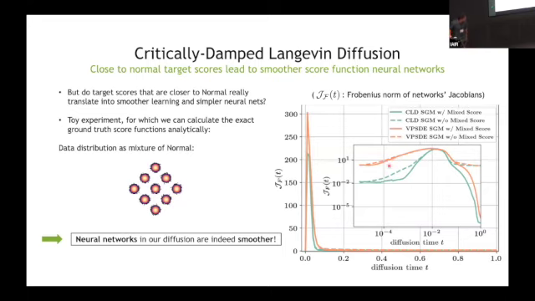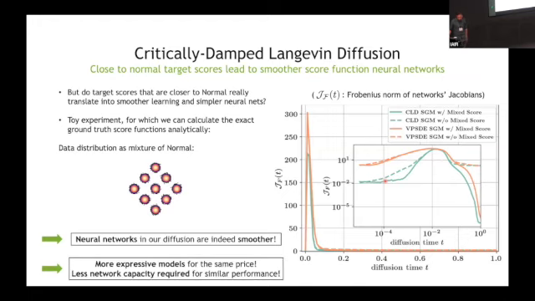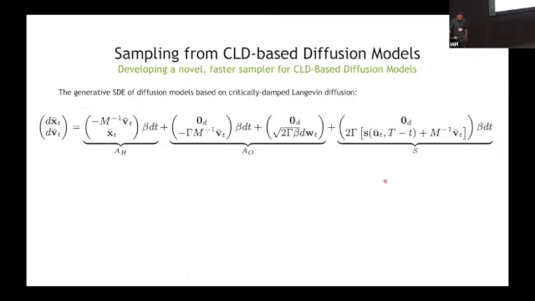You see that along the whole diffusion process, the CLD model has lower Jacobians. So that's potentially good. And we only did this for this toy example, but still, I think that's strong evidence. So you can fit more expressive models for the same price or require less network capacity. Before going to the sampling of these models, are there any questions?